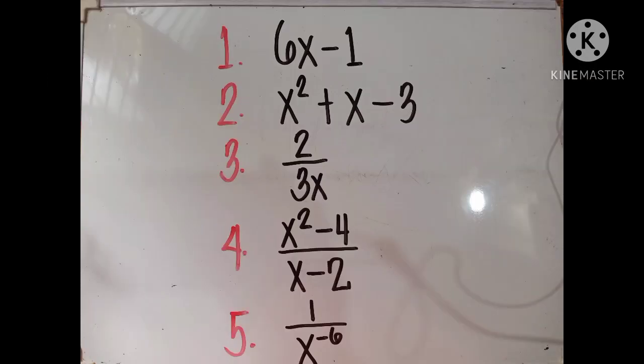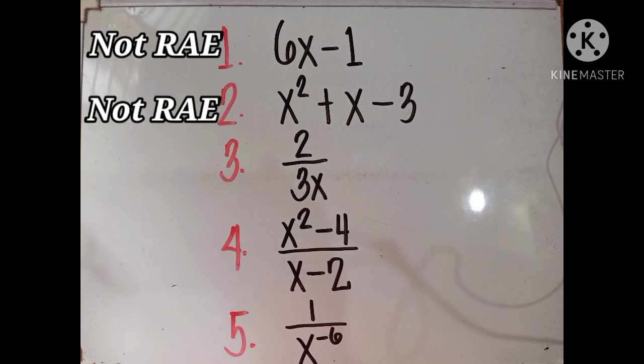Determine if the following represents a rational algebraic expression or not. Number 1, 6x minus 1. It is not a rational algebraic expression because it is not a ratio of two polynomials. Same with number 2. It is not a rational algebraic expression. Number 3, 2/3x. It is a rational algebraic expression because both the numerator and the denominator are polynomial.